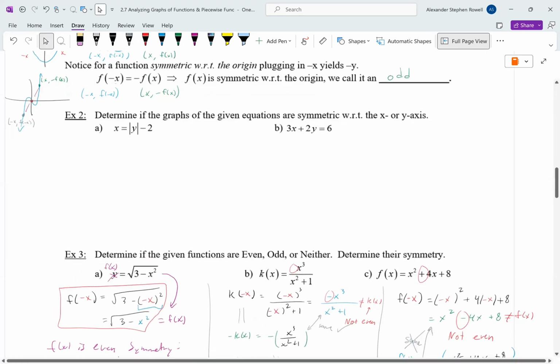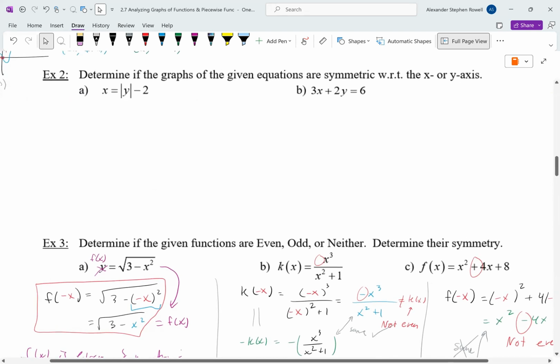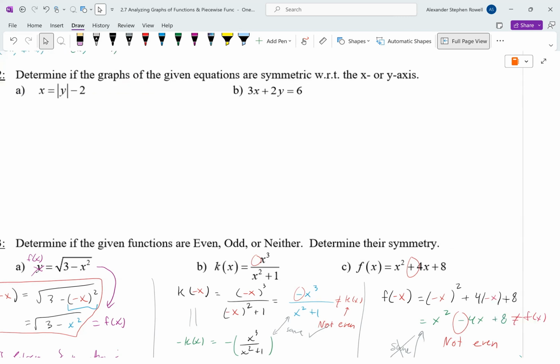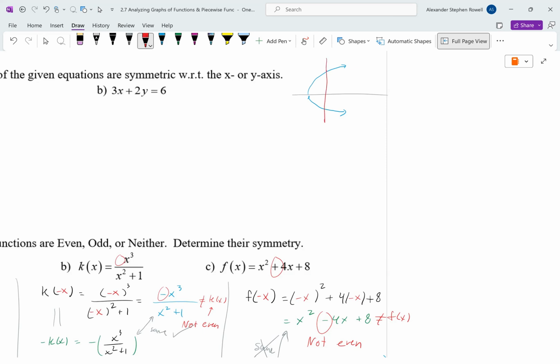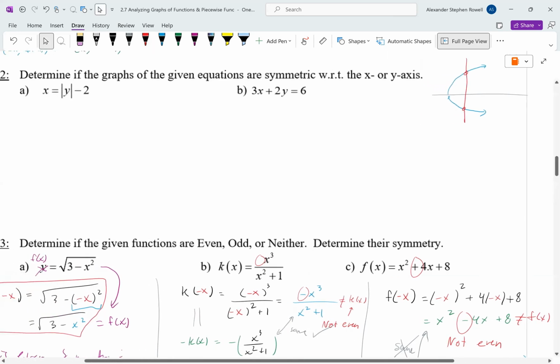All right, so slightly different is example 2. We want to find, is it symmetric with respect to the x-axis, y-axis, or origin? And in this case, we may not have functions. Because what does it mean to be symmetric with respect to the x-axis? It means it looks the same above as below. And so why are these not necessarily functions? Fails the vertical line test. Relations that are symmetric with respect to the x-axis are not functions. So I can't have this f of x formula necessarily.